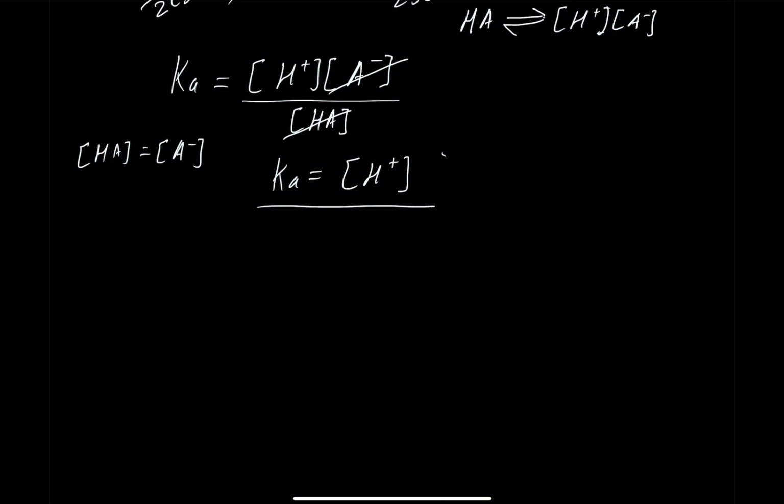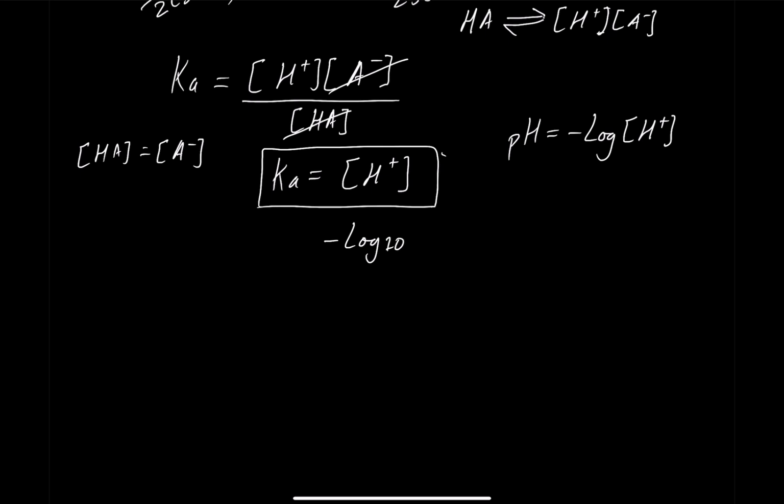So if we've established now this fact here, Ka is equal to H plus, because we said that the HA and the A minus concentration are the same at half neutralization. They cancel each other out in that case. So what if we want to work out the pH? Remember, the pH is minus log base 10 of your H plus concentration. So if we want to work that out, we say minus log base 10.